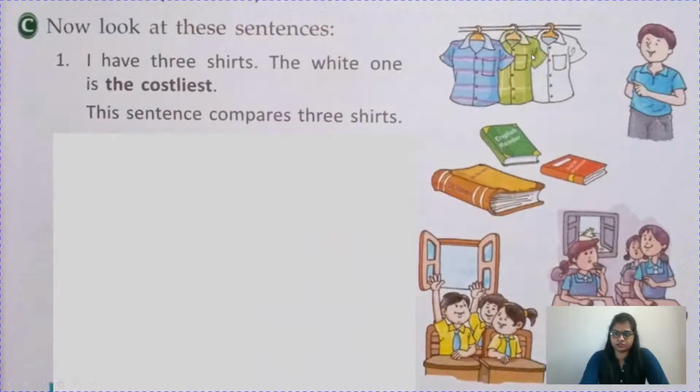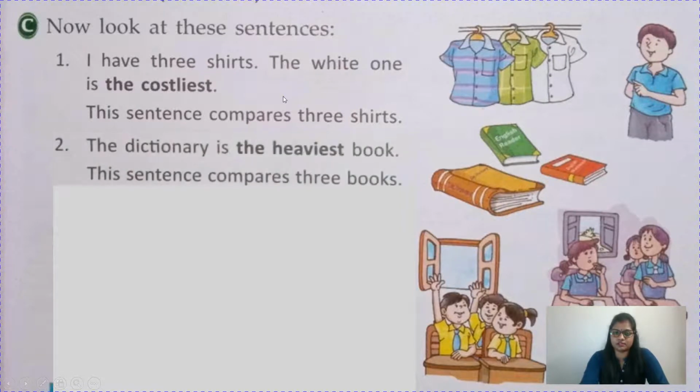Now look at these sentences. I have 3 shirts. See, now there is comparison between 3, okay? The white one is the costliest. Why are we saying costliest? Because we are comparing 3, okay? This sentence compares 3 shirts.